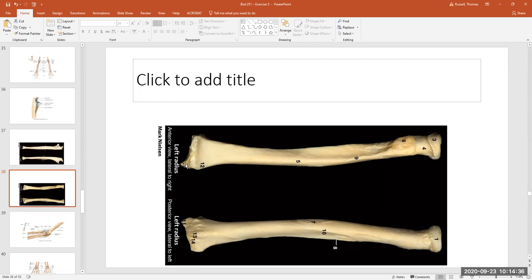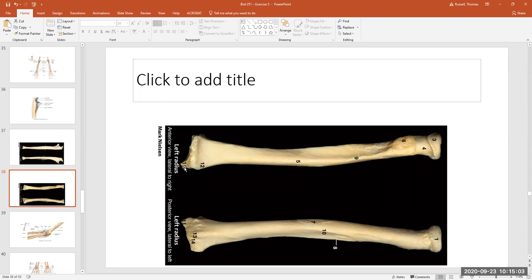Well, because of this little process on the end. This little process on the end is called the styloid process. And the styloid process is always on the lateral side of the bone. So if you were looking at your left forearm on your thumb side of the bone, this little projection would face to the outside of your arm, right?